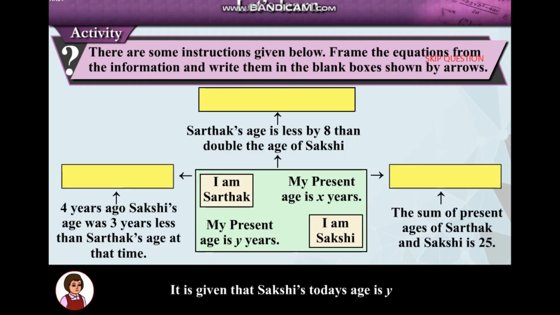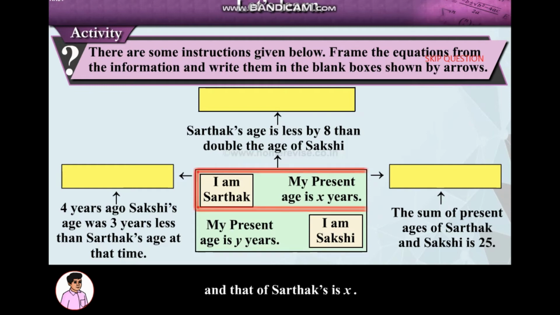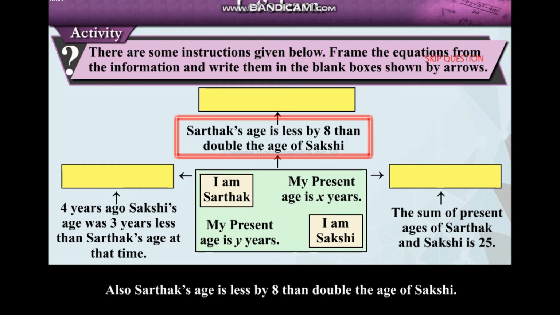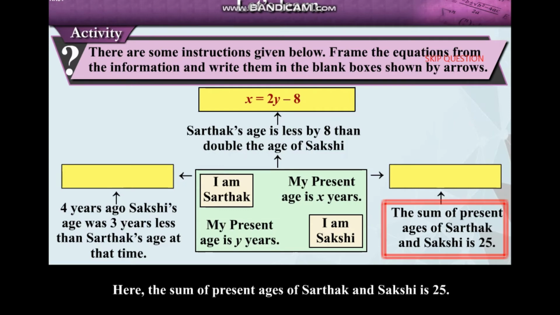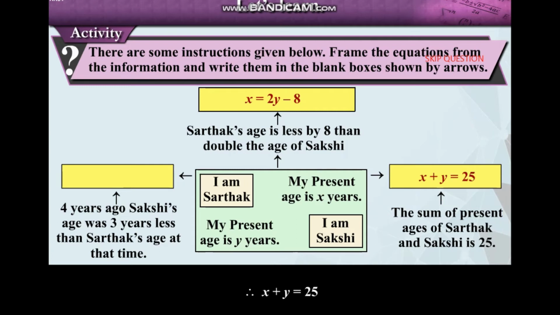Solution. It is given that Sakshi's today's age is y and that of Sarthak's is x. Also, Sarthak's age is less by 8 than double the age of Sakshi. Therefore, x is equal to 2y minus 8. Here, the sum of present ages of Sarthak and Sakshi is 25. Therefore, x plus y is equal to 25.